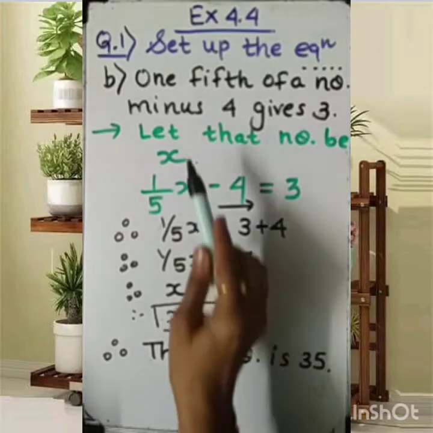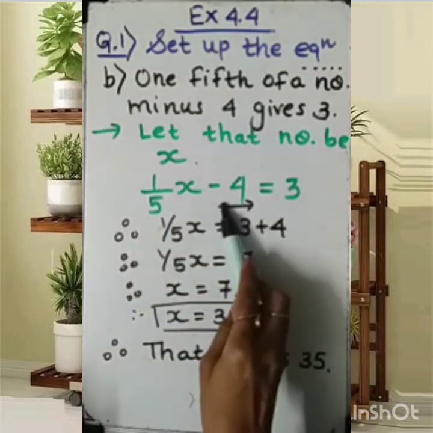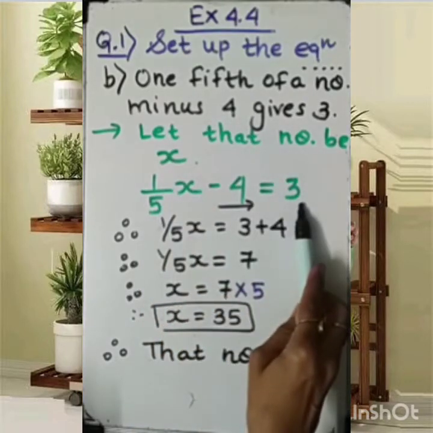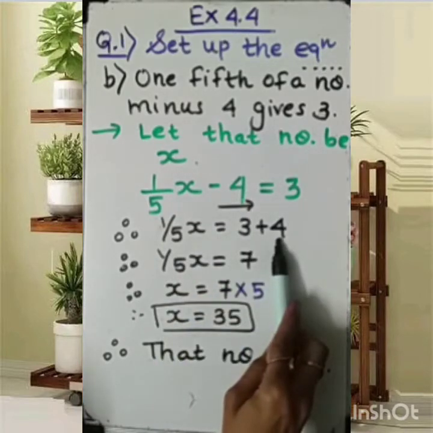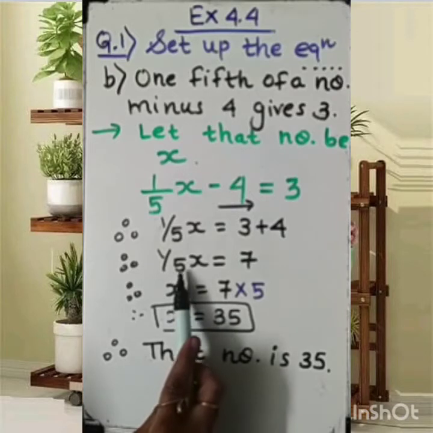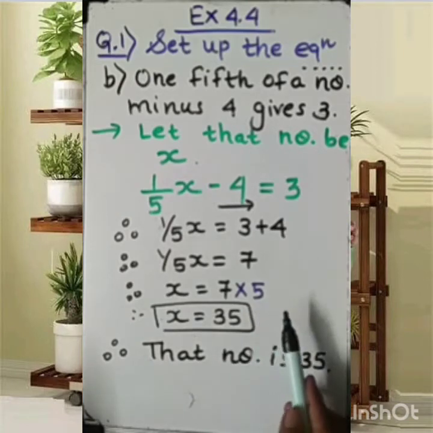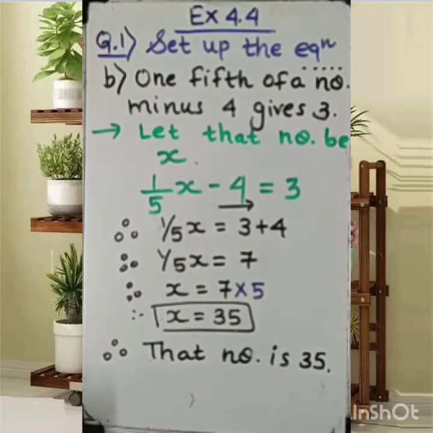Once again, that number is x. 1/5 of the number and minus 4. We are subtracting 4 from that 1/5 of a number. Result is 3. Now, as we know, this minus 4, if I am transposing to the right side, gives plus 4. 3 plus 4 is 7. But what to do with this 5? Here 5 is in the denominator, so it will be multiplied to the other side and become numerator. So 7 into 5, that is 35. 7 fives are 35. That's why that number is 35.